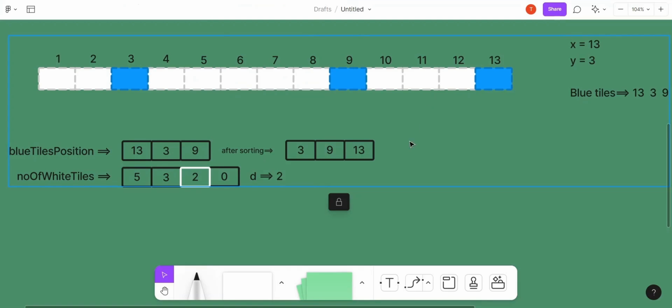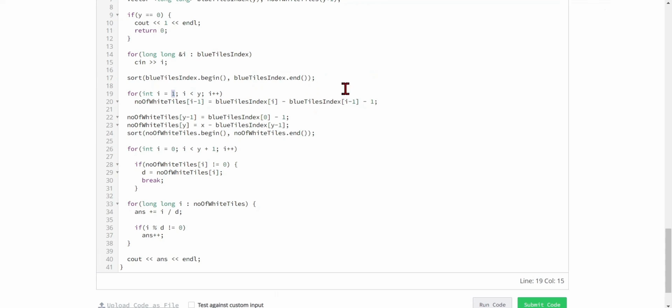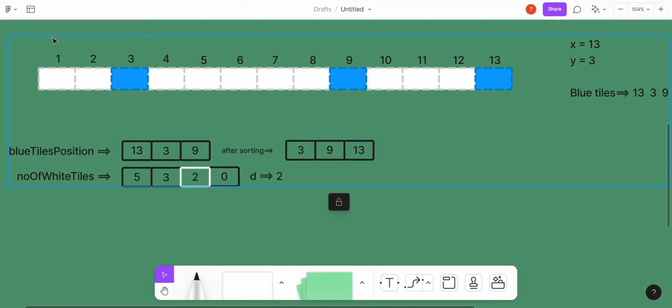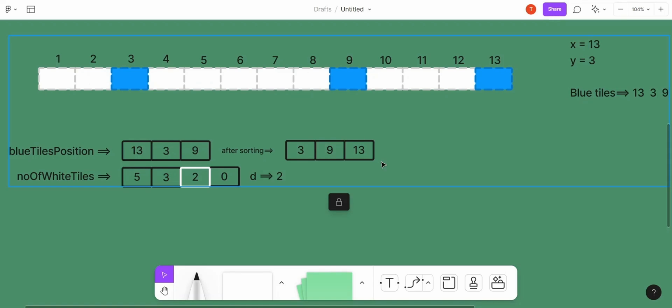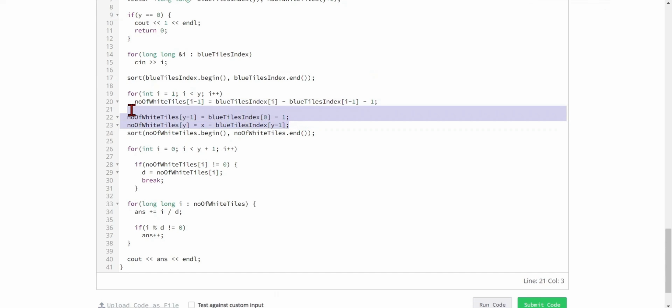We calculate the same for all the elements of blue tile positions. Between 3 and 9, that is 9 minus 3 minus 1, that is 5. Then between 9 and 13, that is 13 minus 9 minus 1, that is 3. Then considering the extremities as said earlier, the extreme left condition is the first element minus 1, so here we have 2 tiles. For the end case, we don't have any tile, so we have 0 here. So these are for the extremities.